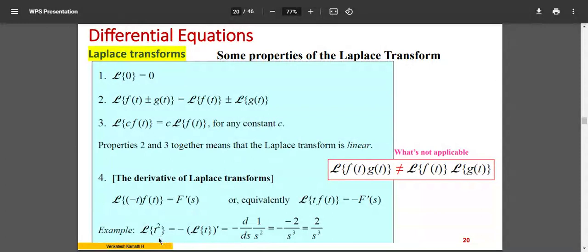For example, I have given one such equation here. Laplace transform of t square, which you can write as t into t. T is the variable and f of t is t itself. So the Laplace transform of t is 1 by s square. So that minus of t goes to the other side, minus of the derivative. You will do minus of the derivative of 1 by s square, where 1 by s square is f of s for t.